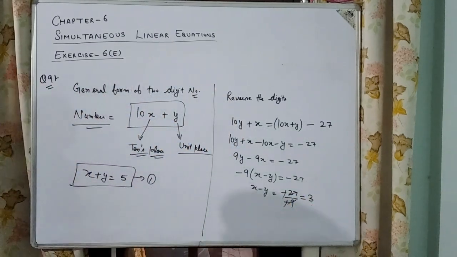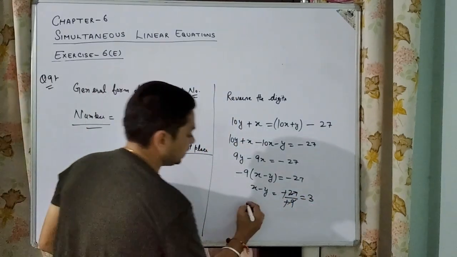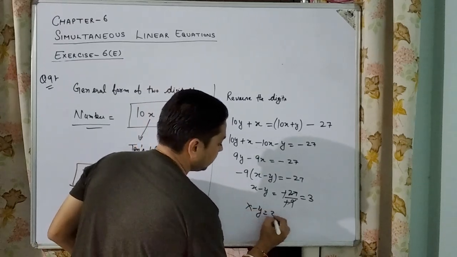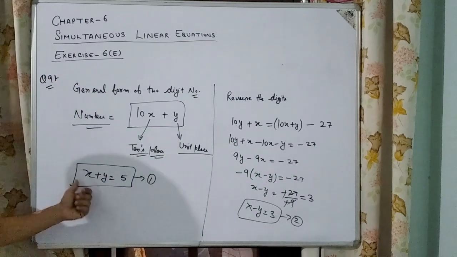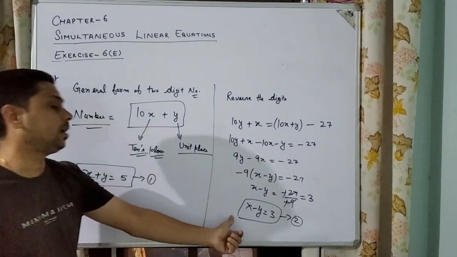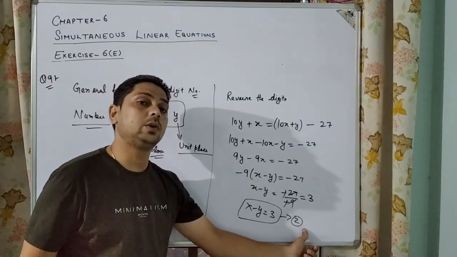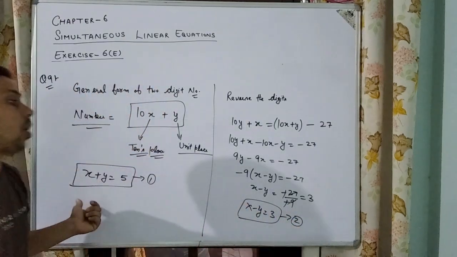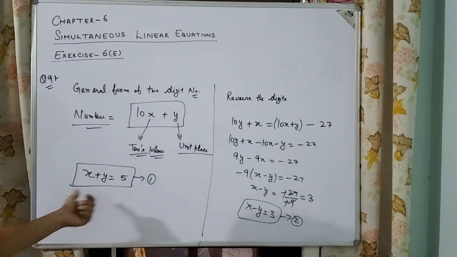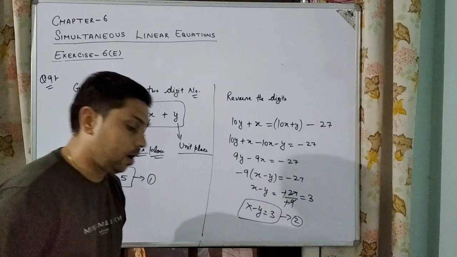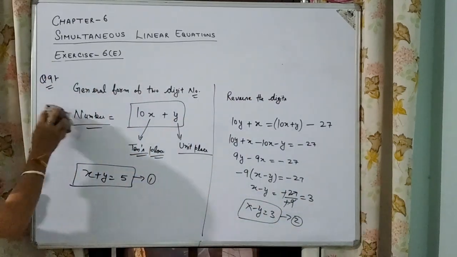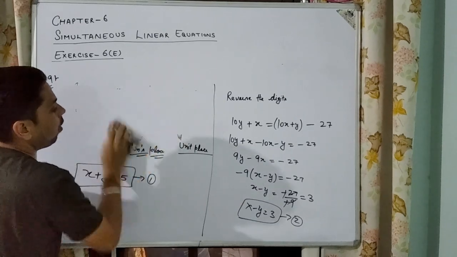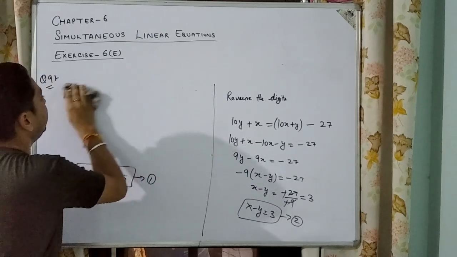So two equations are there. First equation is x plus y is equal to 5, and second equation is x minus y is equal to 3. Now we'll solve these two equations for the value of your x and y here.